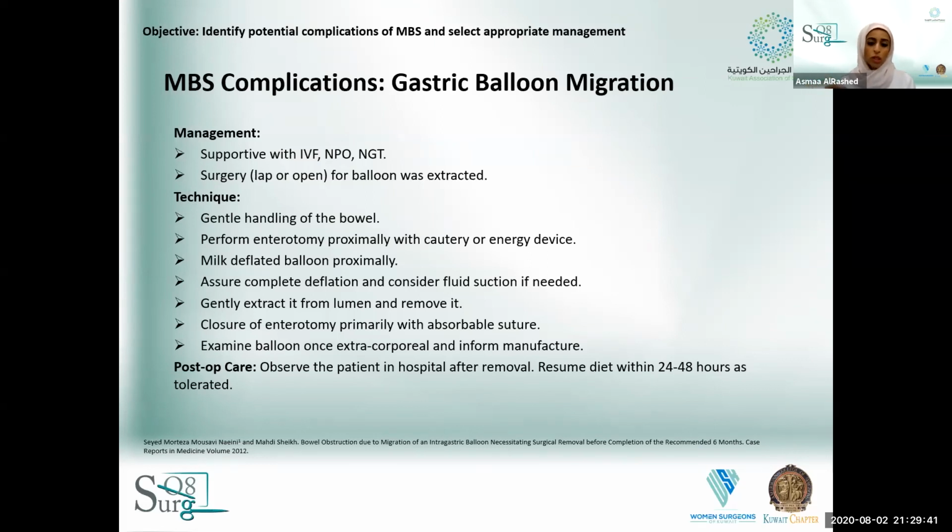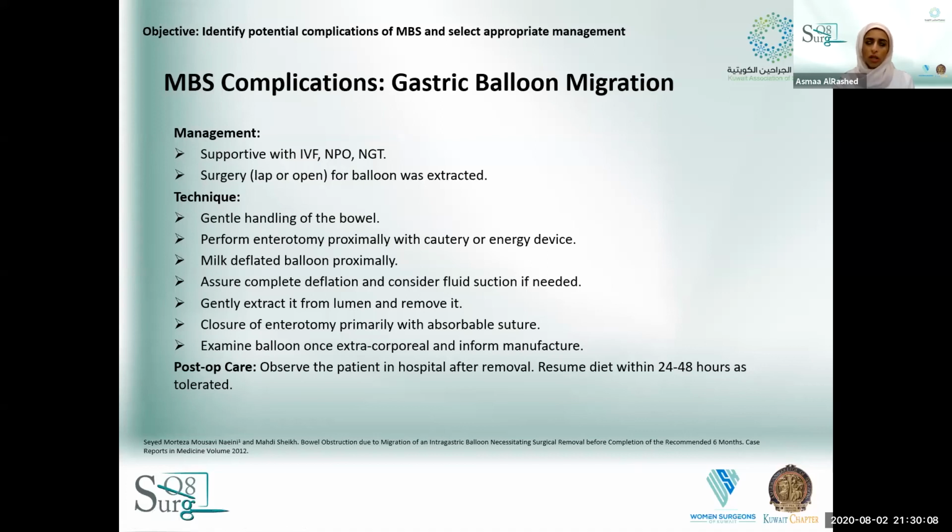Extract it with caution. Make sure that if there's more fluid, maybe you can suction it using a needle or so. And then as you extract it, you can close your enterotomy with absorbable suture, and you have to inspect everything to make sure there's nothing else. After that, you can finish the surgery and take the patient to recovery. Usually they do well after that.